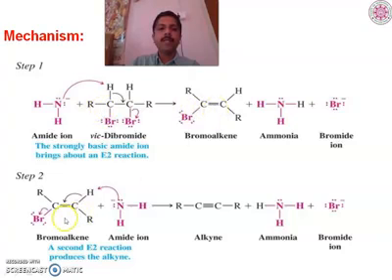After formation of the bromoalkene, the amide ion, being a strong base, again attacks the beta carbon hydrogen. Then again another E2 mechanism takes place, the bromide leaves, and we get the alkyne. So we are getting the alkyne via two steps. Here you can see two steps are involved in the mechanism. Both the steps involve E2 mechanisms.